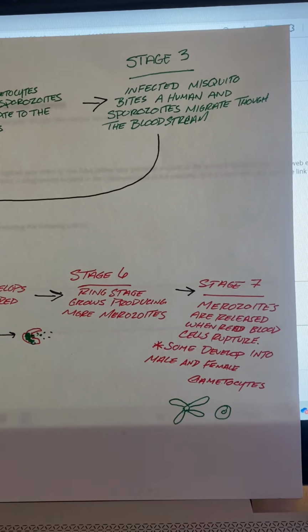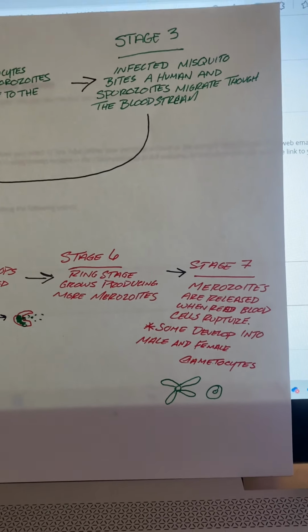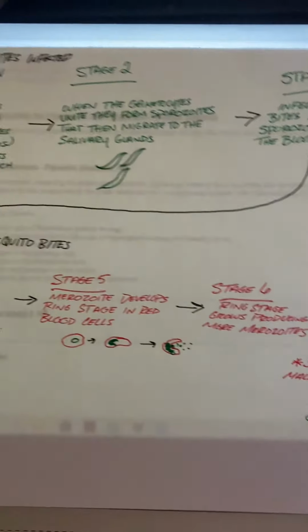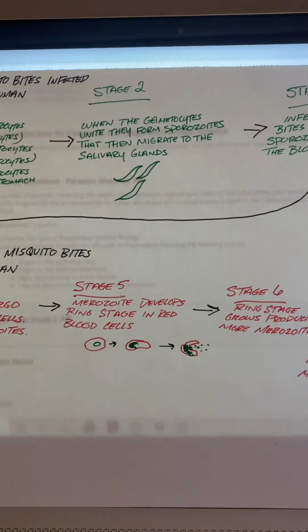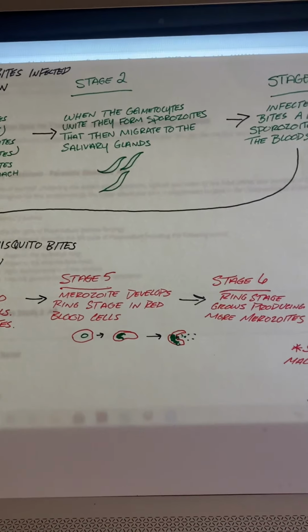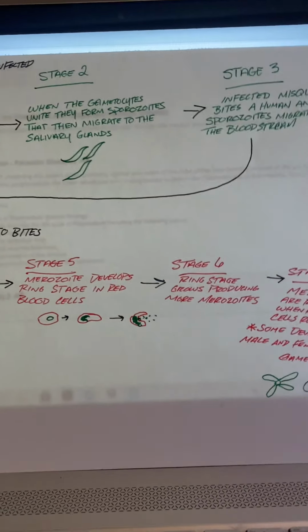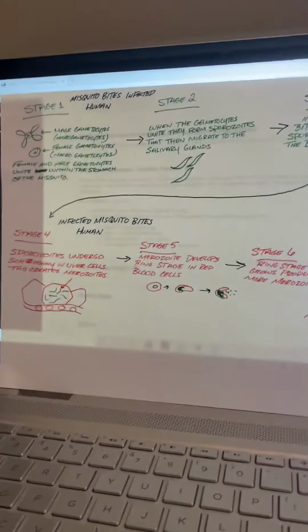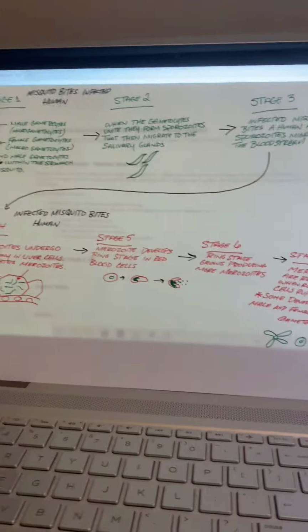then the sporozoites will migrate through the bloodstream. So that's everything that's happening within the... I keep wanting to say primary host, but it is actually the definitive host.